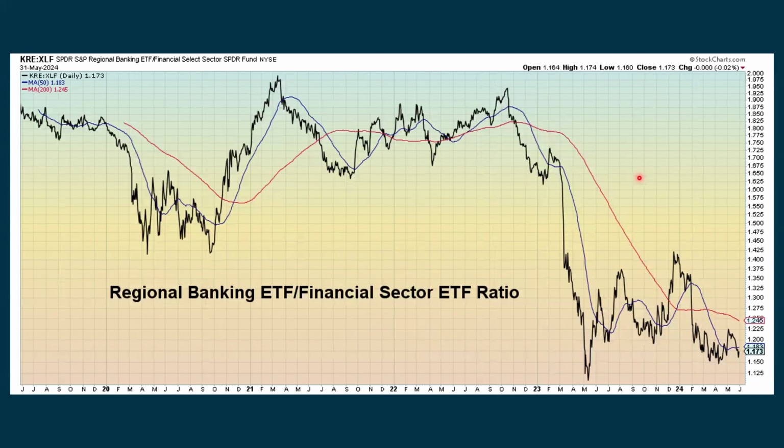Then this is a ratio between the regional banking ETF and the financial sector. And we were doing okay, but then this is when Silicon Valley Bank and Republic Bank had lots of problems. Then it's like, okay, maybe we're stabilizing a little bit. And then here's where New York Community Bank came out with their news. And we've been not doing so well ever since then.